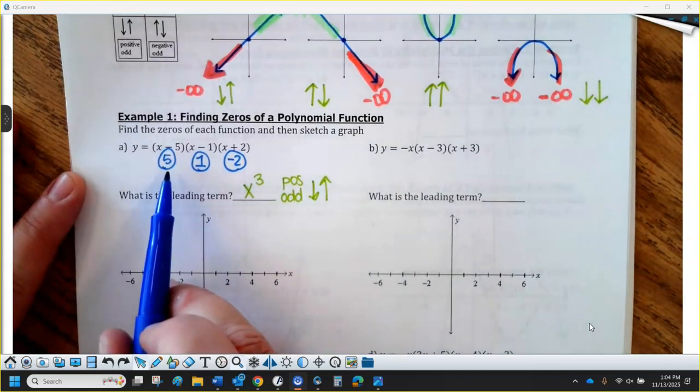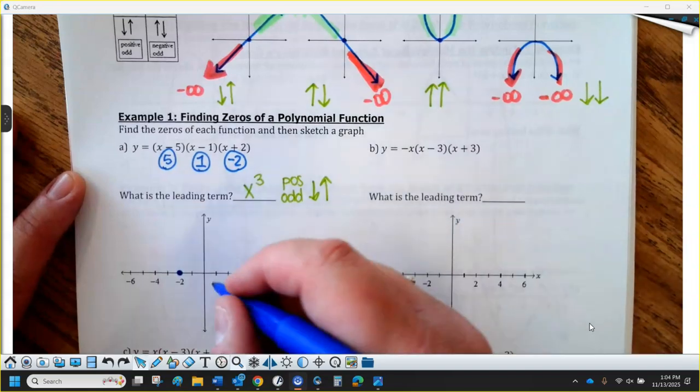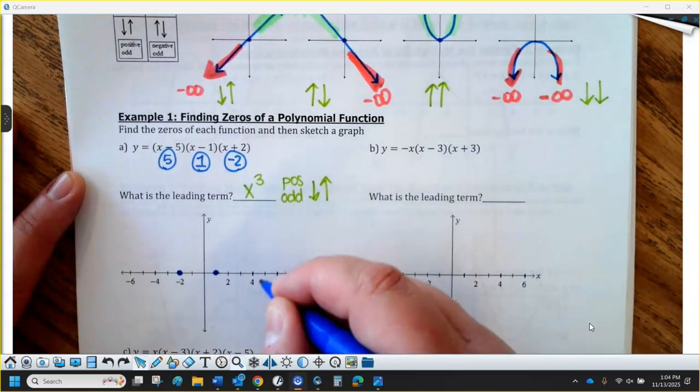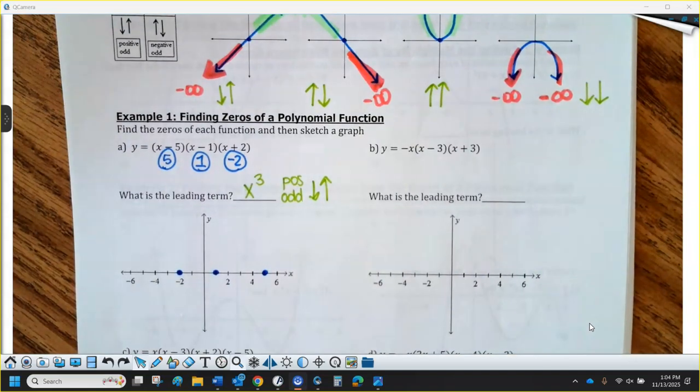So all I'm going to do, I'm going to go across my x-axis. I'm going to put a dot on the -2. I'm going to put a dot on the 1, and I'm going to put a dot on the 5. Those are the 3 places the graph should go through the x-axis. Now, we're just going to sketch this. It's not going to be perfect.